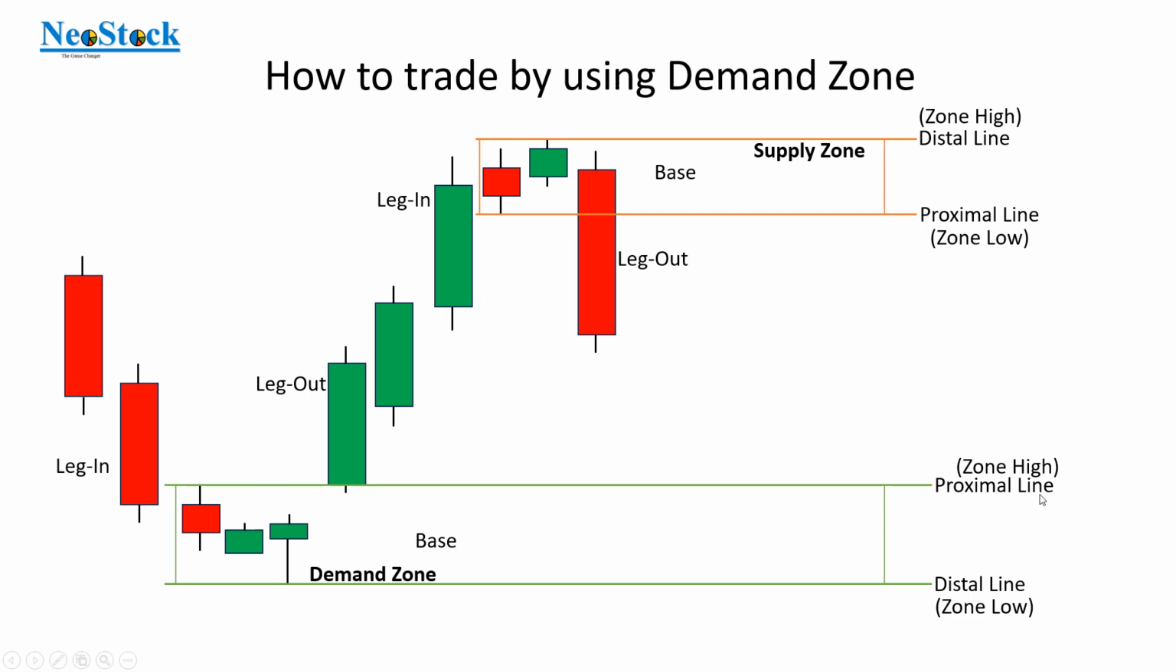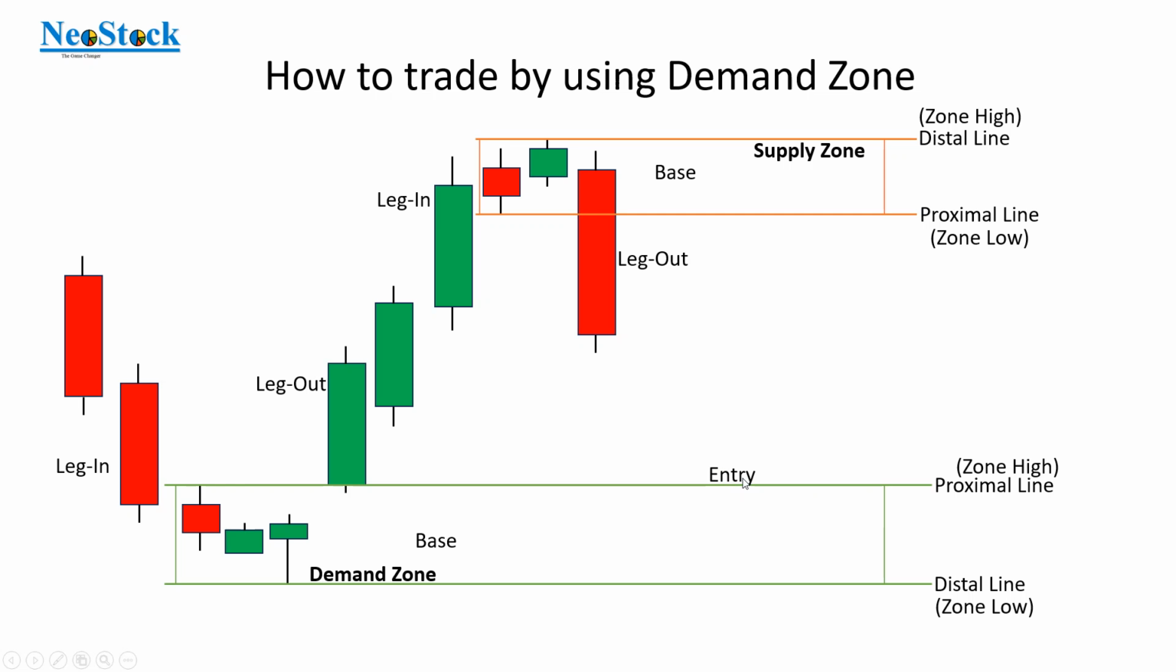It is having a proximal line and a distal line. So let's start with our entry. That means where you want to buy the stock. The entry should be the proximal line of the demand zone. This is the place where you need to buy a stock.